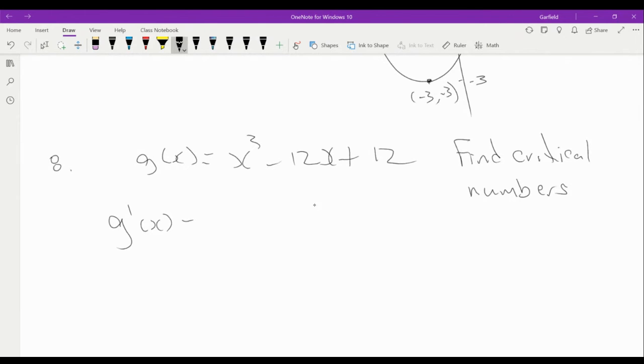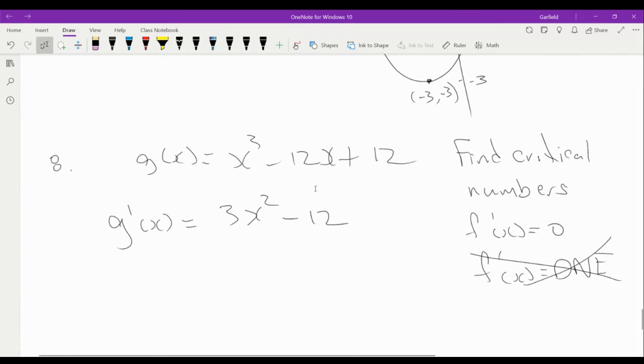So to find the critical numbers here, we're going to take the derivative. What's g prime of x? Someone help me with this. 3x squared minus 12. Right? And we know the critical numbers are where f prime of x is equal to 0 or f prime of x does not exist. We don't need to worry about the does not exist part here. Why not? Because it's not a fraction. So we have to set it equal to 0.